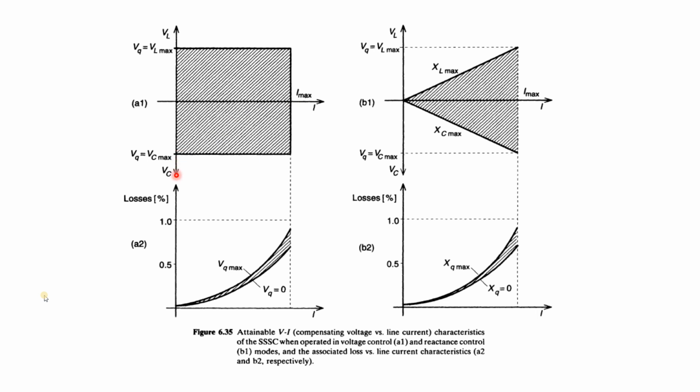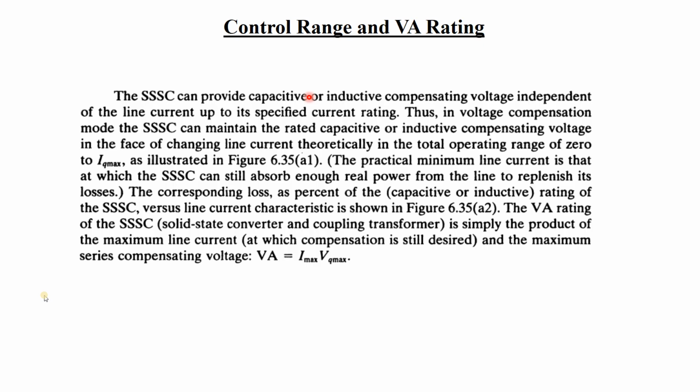And when it is supplying the capacitive voltage, the capacitive voltage phasor diagram is over here, 90 degrees lagging with respect to current, because in a capacitive circuit the current leads the capacitive voltage by 90 degrees. This is the maximum value of the capacitive voltage, which is the injecting voltage, and this is the point of the limit of the maximum current. Corresponding losses, as percentage of the inductive capacitive rating of the SSC versus line characteristics, are shown.